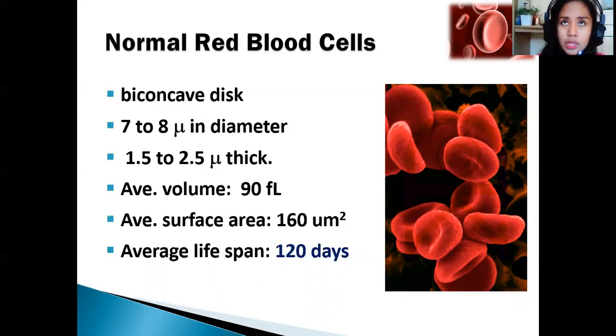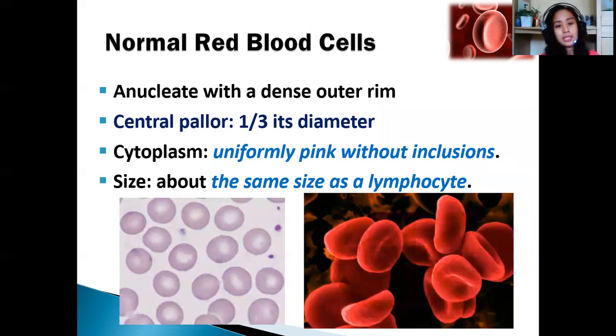Guys, what are the other causes for the lifespan to be less than 120 days? For example, if there is hemolytic anemia, meaning there is premature breakdown of your red blood cells due to, let's say, antibodies. Some antibodies will prematurely break down your red blood cells. We will discuss hemolytic anemia further.